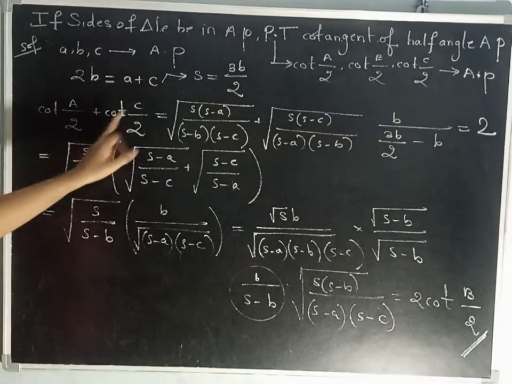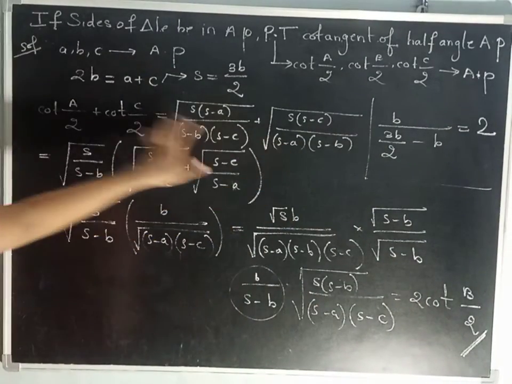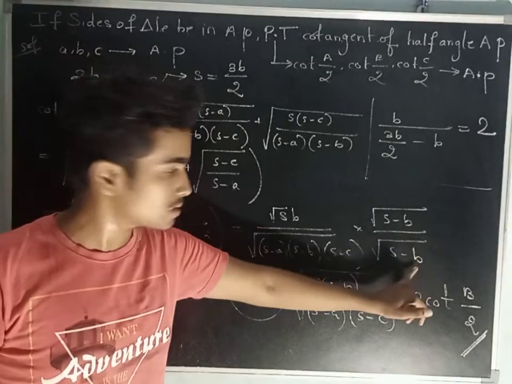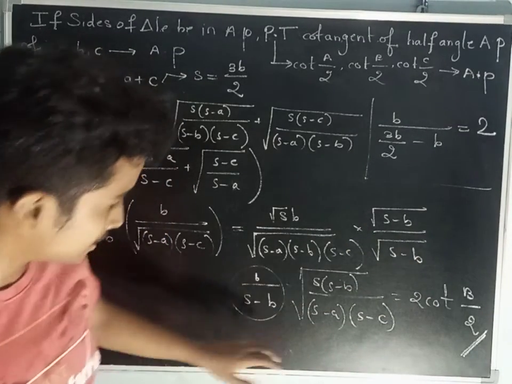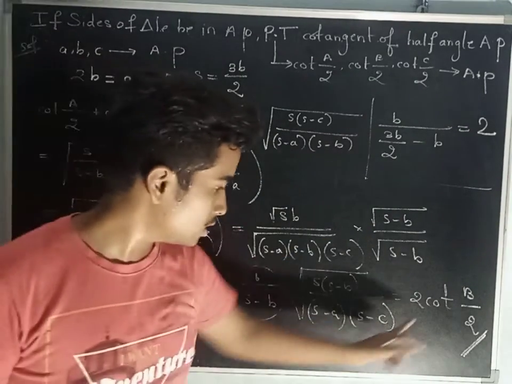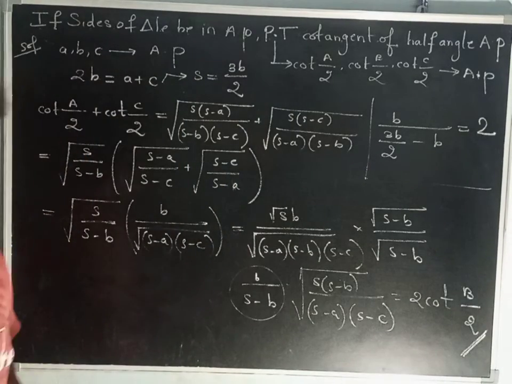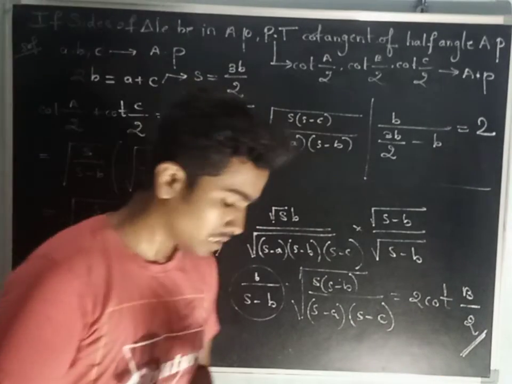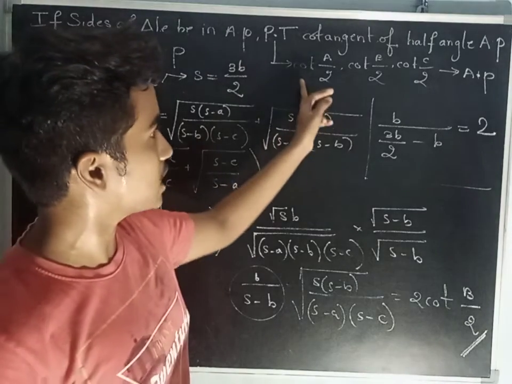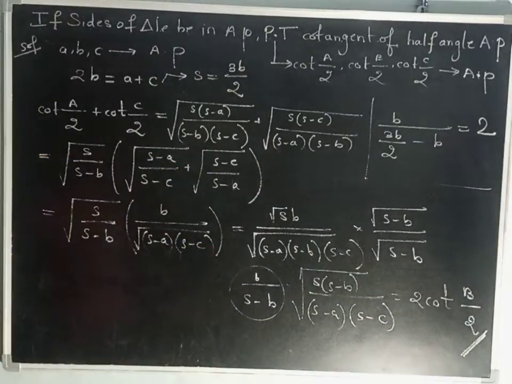So cot A/2 plus cot C/2, on further applying the direct formula, simplifying and multiplying by root of s minus b, gives b/(s - b). On substituting s equal to 3b/2, I get 2 into the direct form of cot B/2. So cot A/2 plus cot C/2 is nothing but 2 cot B/2. This is how we prove that if the sides are in arithmetic progression, then the cotangents of half the angles are also in arithmetic progression. Let's go to the next question.